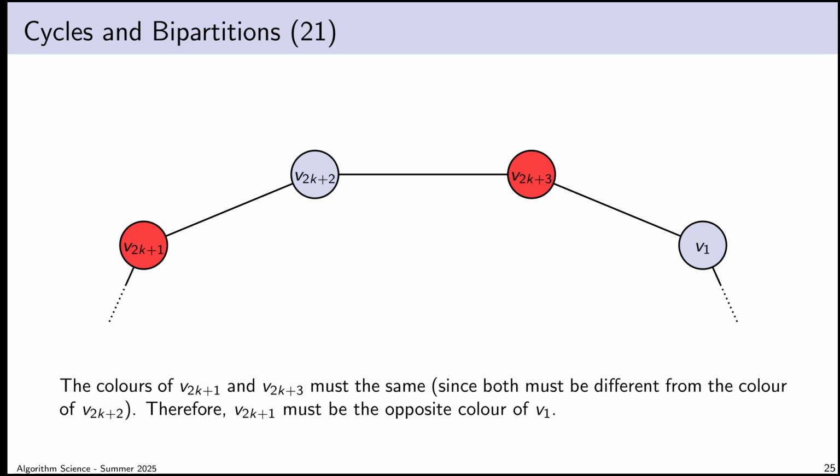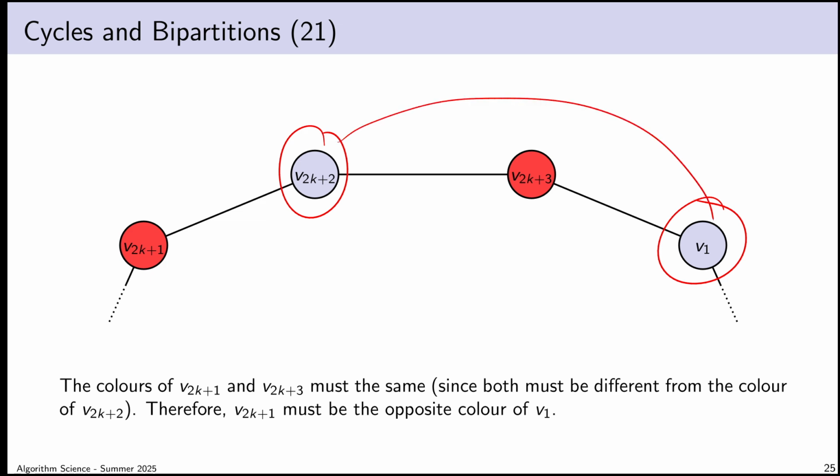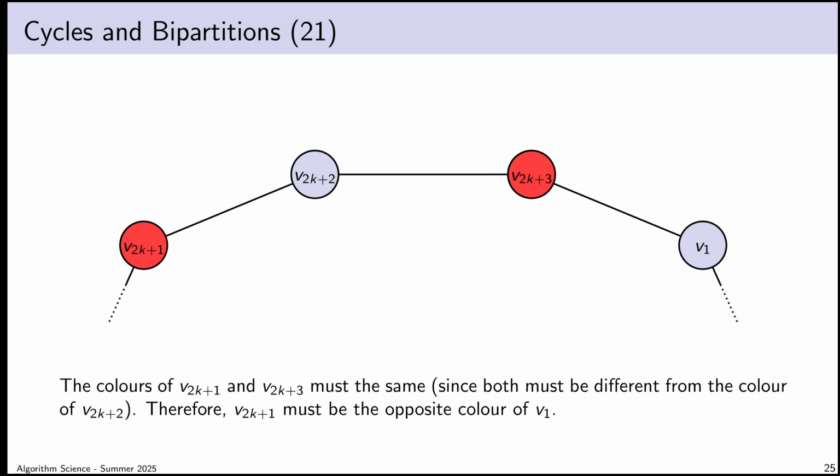Okay, and then similarly, this vertex and this vertex, V2K+2 and V1, must have the same color as each other. So we have these sort of 2 groups that each have the same color as each other and the opposite color of the other group. So what that tells us, of course, is that V2K+1 must be the opposite color of V1. If you put all of those insights together, V2K+1 and V1 must have the opposite color.